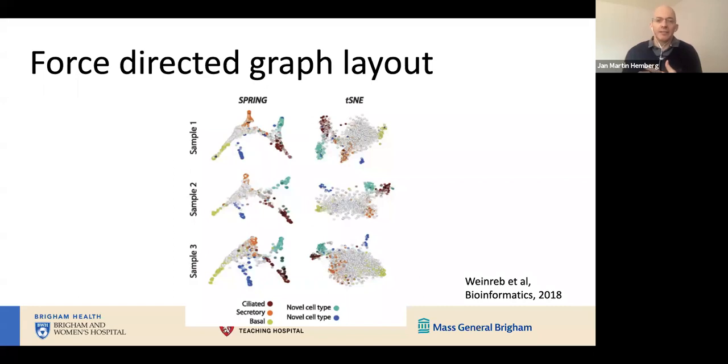One advantage of this is that it gives you much more reproducible results. As you can see here, you have three different samples from the same type of tissue, and this spring method with a force graph layout gives you more or less the same topology every time, whereas when you run it with t-SNE, it looks quite different every time. So that's obviously a very big advantage. I think the drawback of this method is that it can be computationally very costly to run. So if you have a large number of cells, this can be problematic.